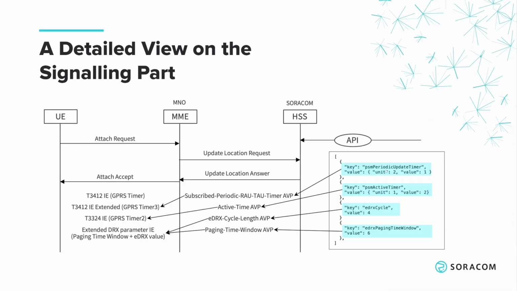So what will happen after we set the values via our API? The UE, the Sony Spresense board, as soon as it's powered on, will attach to the LTE-M network, and this will cause an update location request to the Soracom HSS, which is kind of a home location register. In the answer to that request, we will put the desired values, which are then delivered to the Sony Spresense board in the attach accept message.